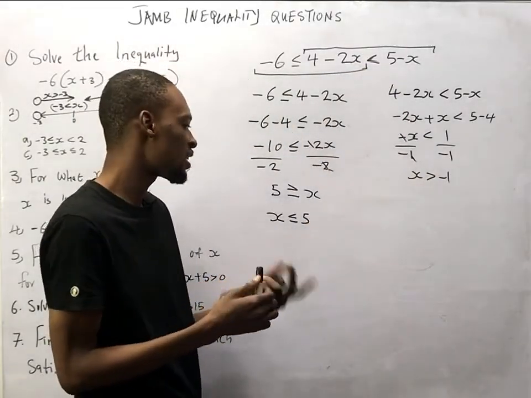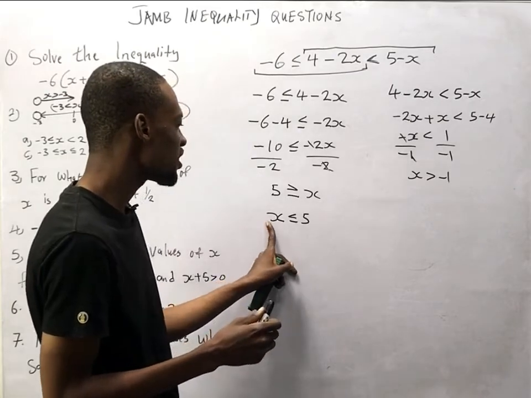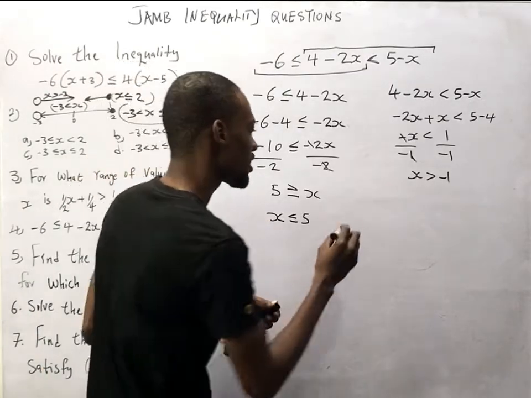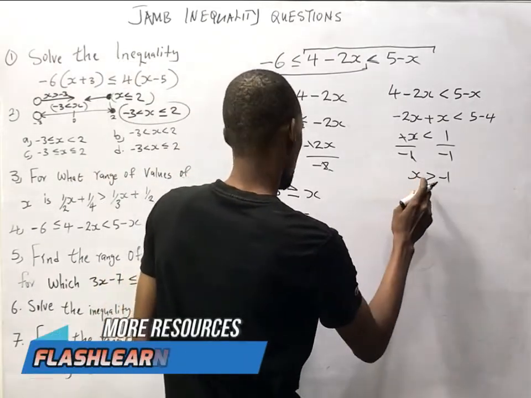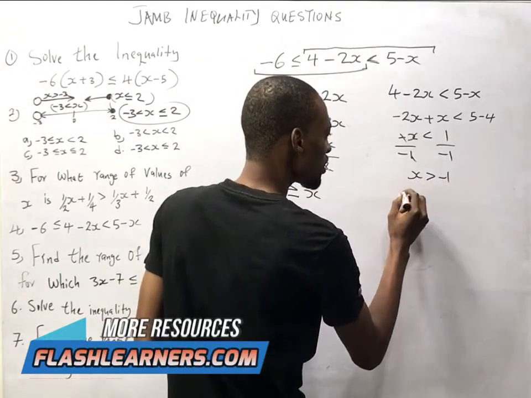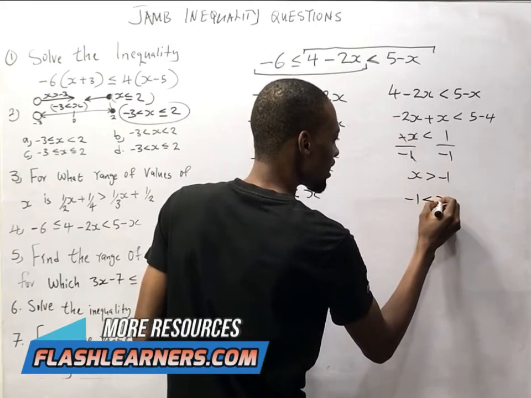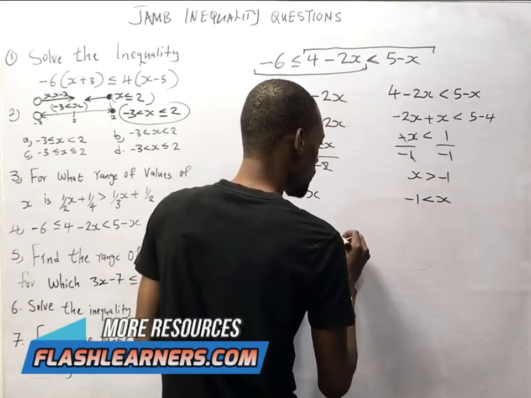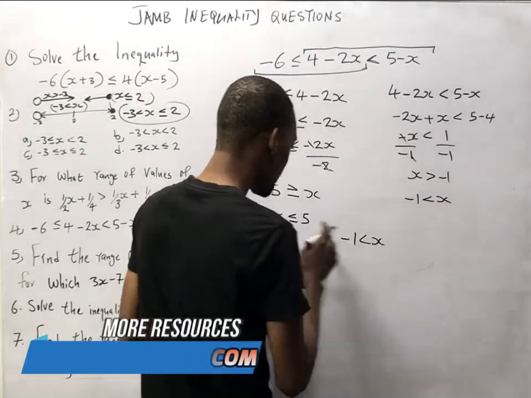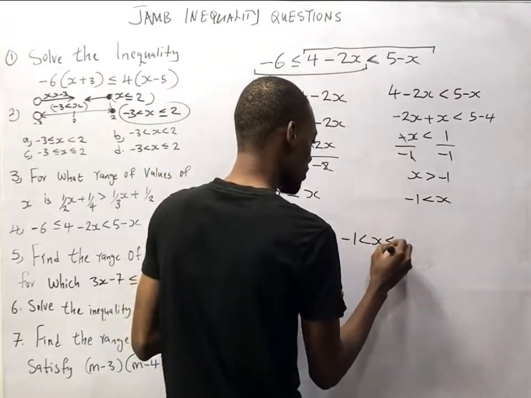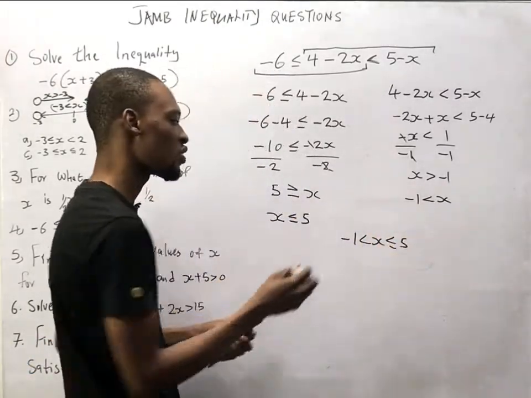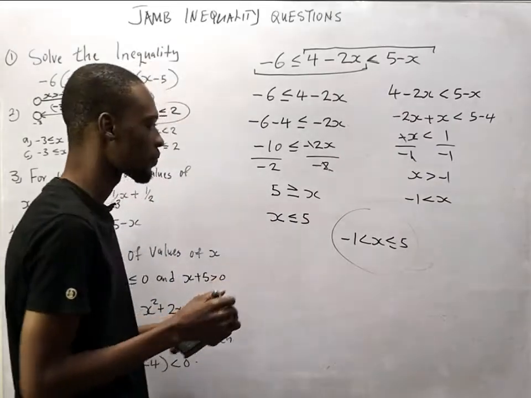You can choose to combine them. Combining this inequality, it simply means that if s is greater than minus 1, it means that minus 1 is lesser than s. So you can say minus 1 is lesser than s and s is lesser than or equals 5. So that is the combined inequality.